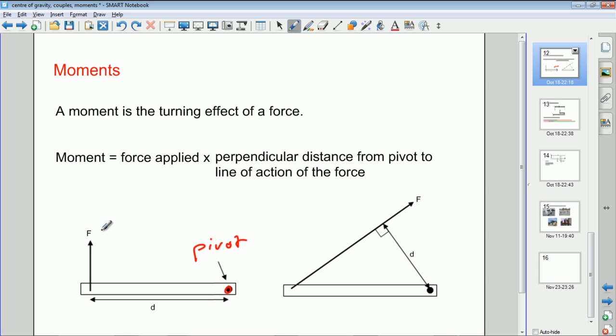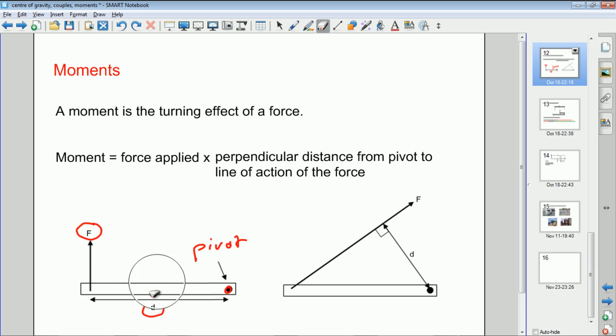Now, the turning effect, or the moment, depends not only on the magnitude of the force, it also depends how far away from the pivot the force is acting. So, for example, if you applied the same force at this point, the turning effect would be different. Imagine trying to open a door by pushing near the hinge. It's much more difficult to open the door like that than it is from pushing where the handle is, for example, which would be over here if this were the hinge. So those are the sort of concepts we're talking about.